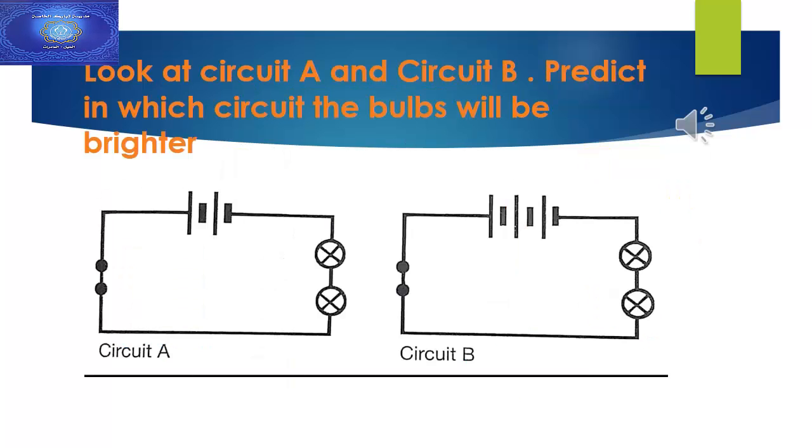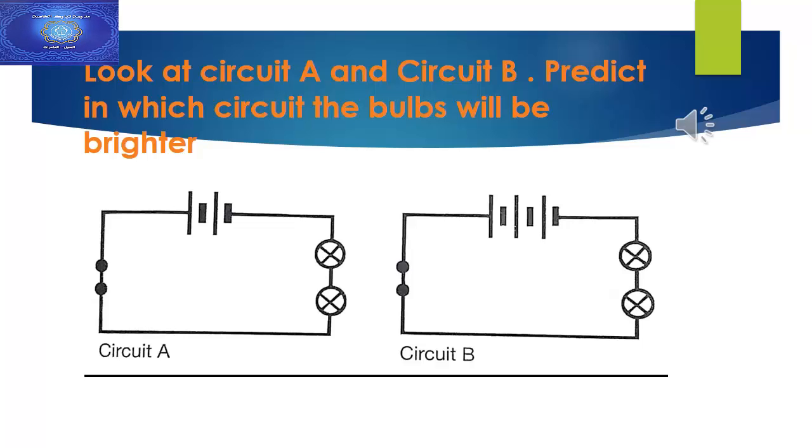Here is one question for you. Listen to the question first. Look at circuit A and B. Can you predict in which circuit the bulbs will be brighter? Think and say. Yes, correct. Circuit B. Circuit B will glow brightly because this circuit is connected with a 4.5 volt battery. But in circuit A, there is only a 3 volt battery.